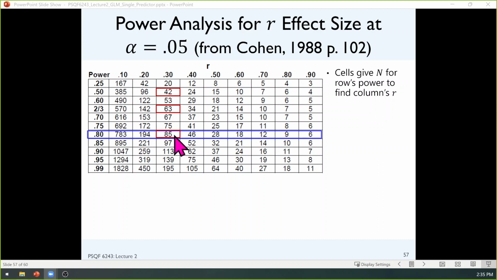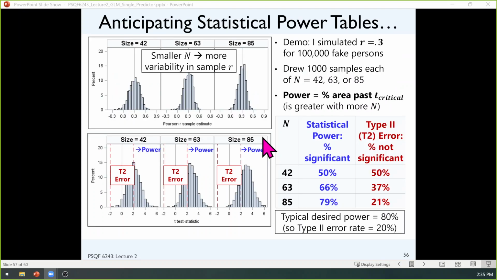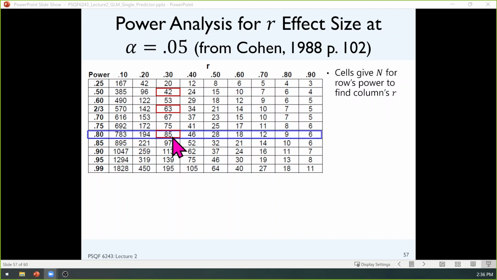So the numbers inside the table are the sample size needed to detect the effect size across the top with that probability. On the previous slide, I had 85 people, and in a sample size of 85, 79% of the time I got a significant result, and 21% of the time I didn't. Damn if it doesn't map on exactly. It works. So I need 85 people to be able to have an 80% probability of detecting an R of 0.3 to be significant using an alpha of 0.05.